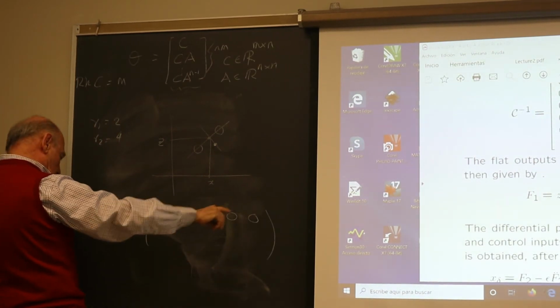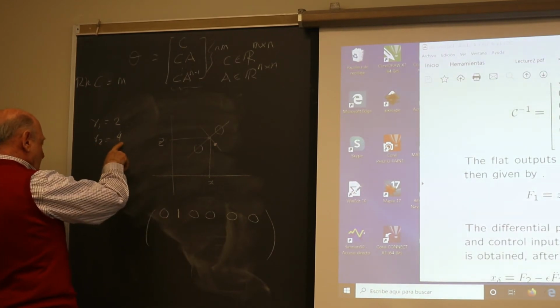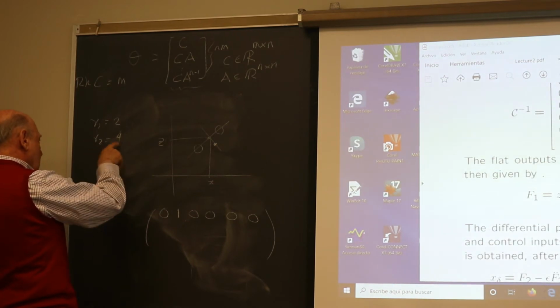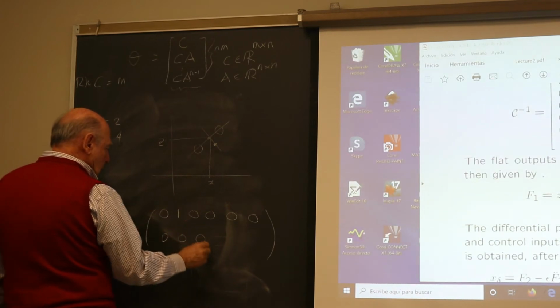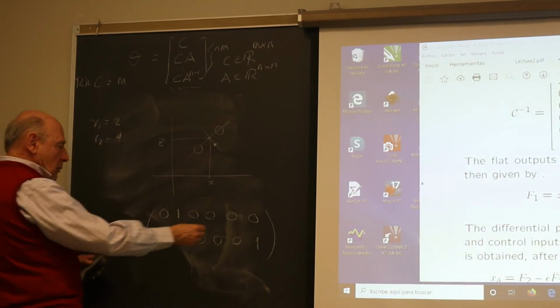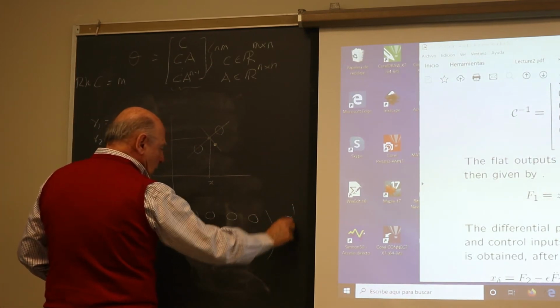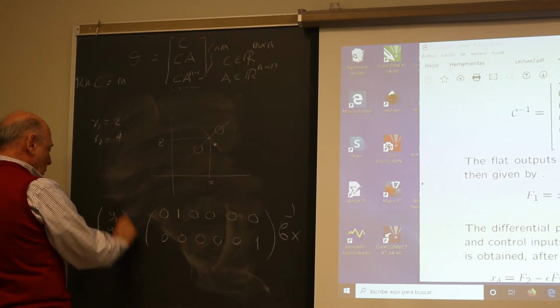This will give you the first flat output. The second flat output has a controllability index, the Kronecker index is 4, so 2 and 4 is 6. You have to add the indices, so 3, 4, 5, 6. This matrix multiplied by the inverse of the controllability matrix times the state will give you the two flat outputs, y1, y2.